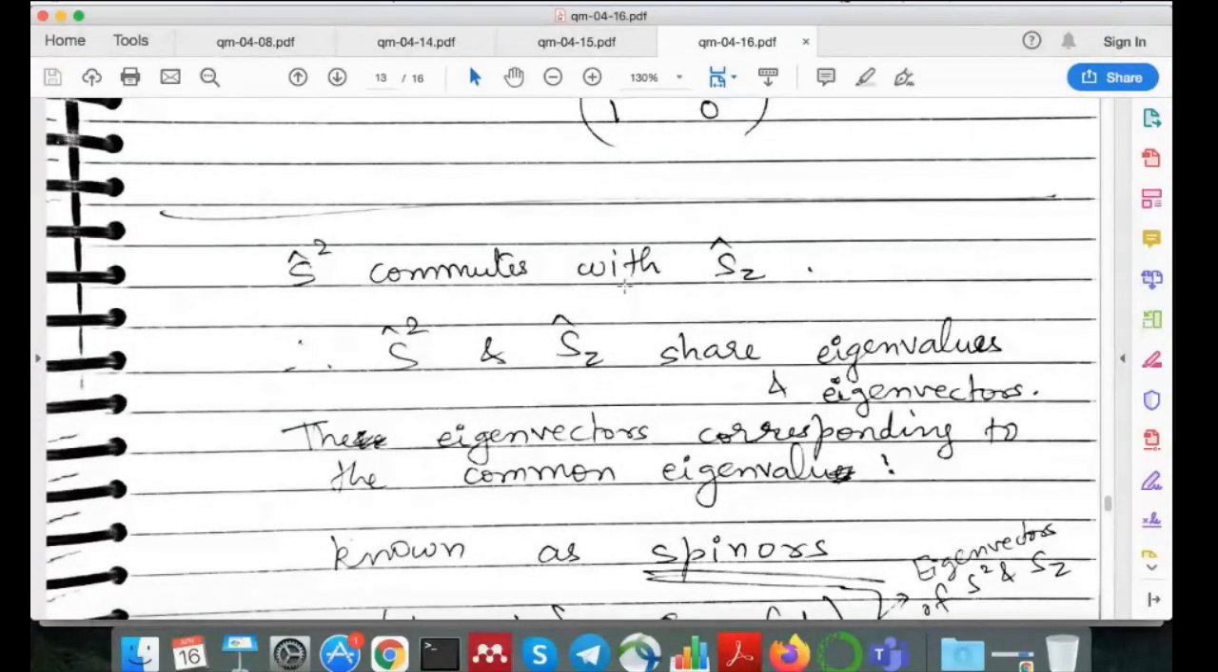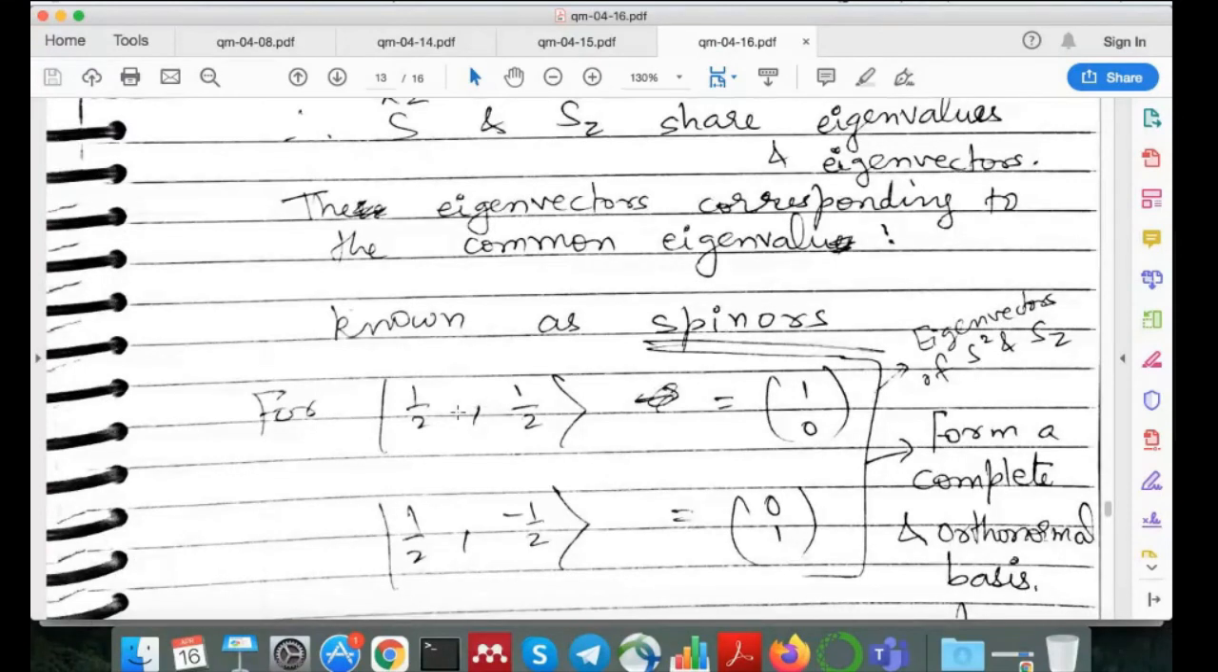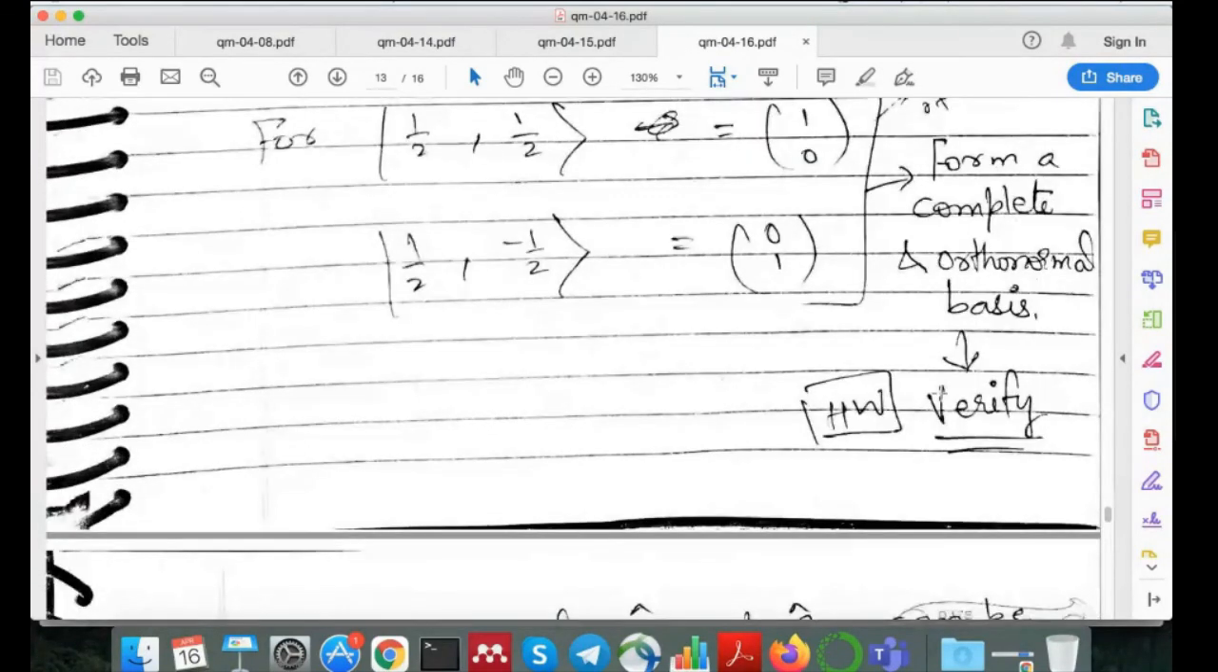So one thing that we have seen, just like we saw for orbital angular momentum, L square commutes with Lz. Similarly, here in the case of spin, S square commutes with Sz. So S square and Sz share eigenvalues and eigenvectors. The eigenvectors corresponding to the common eigenvalues are known as the spinors. So for half comma half, we write the eigenvector as 1, 0. And for half comma minus half, we write the eigenvector as 0, 1. These two form a complete and orthonormal basis, which you can verify.